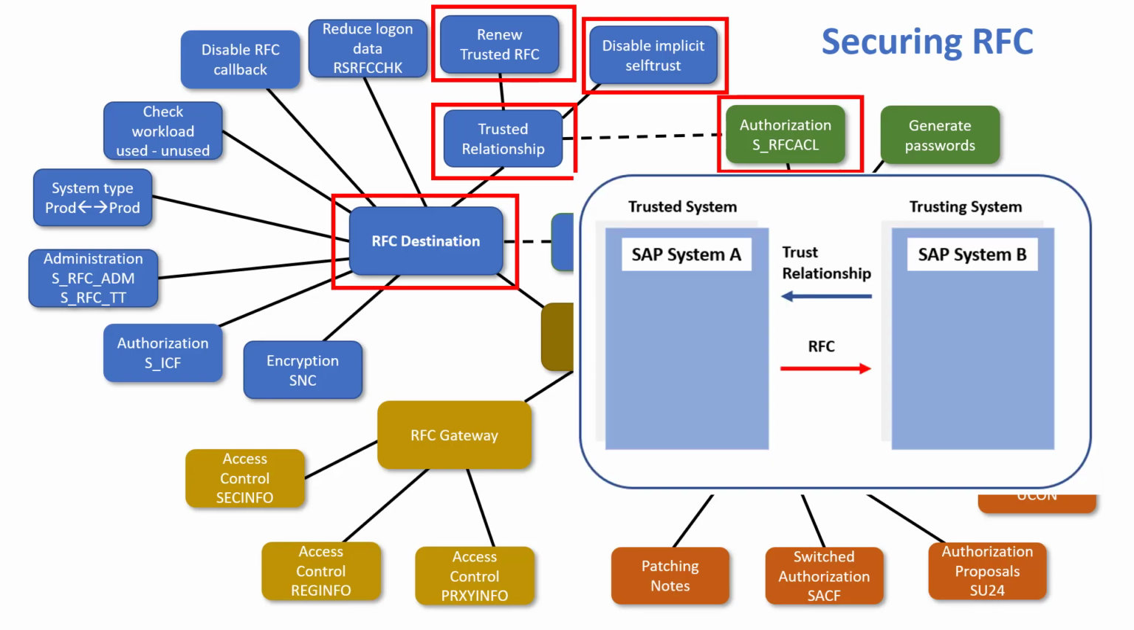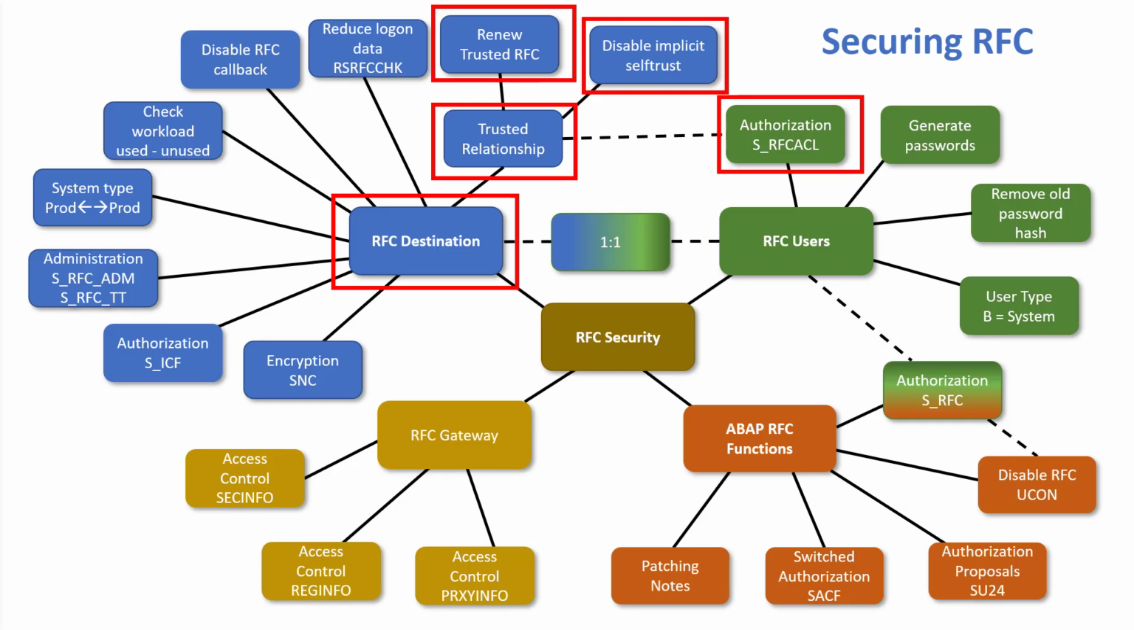Here's a brief example where a trust relationship has been established so that System B will trust System A. This means that System B is the trusting system and System A is the trusted system. This relationship enables RFC communication from System A to System B without any further authentication required, so no password is needed. Trust relationships are maintained in transaction SMT1.